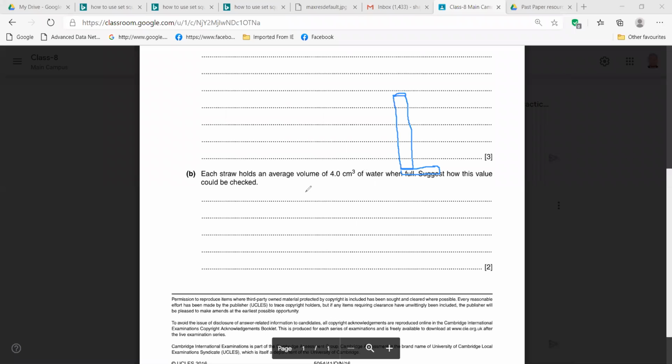Okay, so what will be the answer? How will we write it? This way you will write. You will take the reading of each of the straws. You will fill each of the straws the way I told, describe that one, and pour this volume of water in the measuring cylinder.